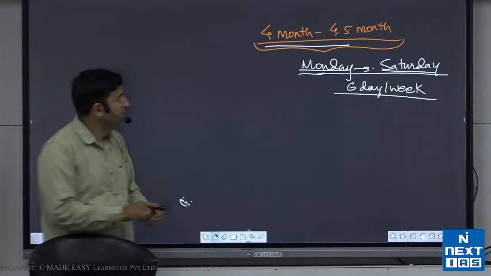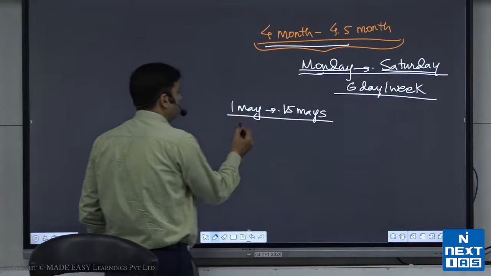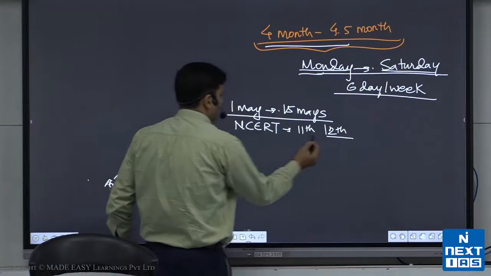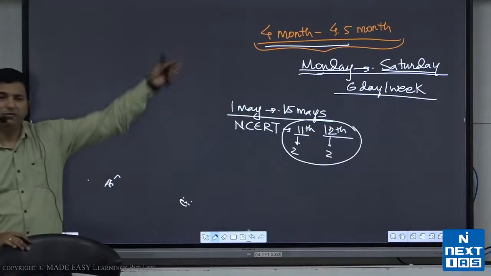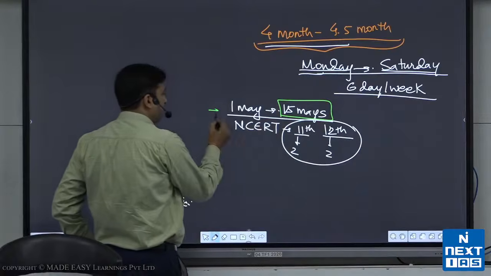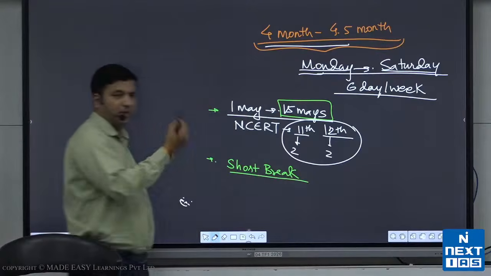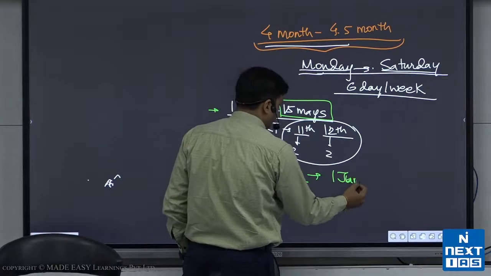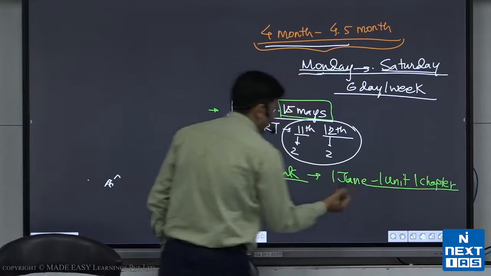In the 4-month time, if we start on 1st of May, then from 1st May till let's say 15th of May, our target is to complete the entire NCERT of 11th grade and 12th grade, which is 2 booklets here and 2 booklets here, in an exhaustive manner, and this will be helpful for our sociological understanding. For the next 15 days, we will be having a short break to comprehend, grasp and understand, and from the 1st of June, we'll start with Unit 1, Chapter 1.